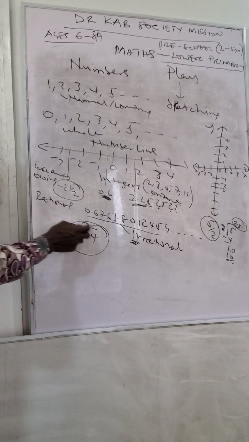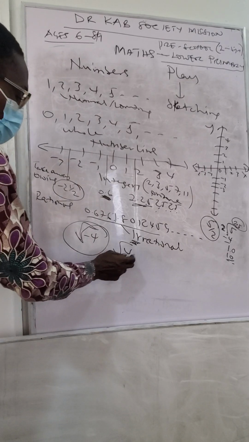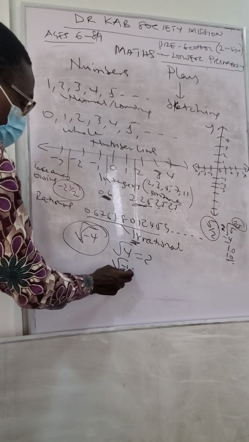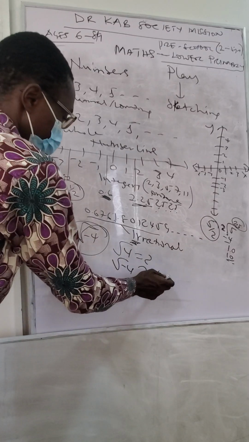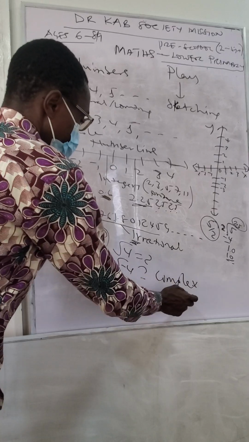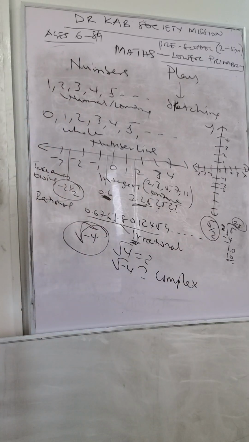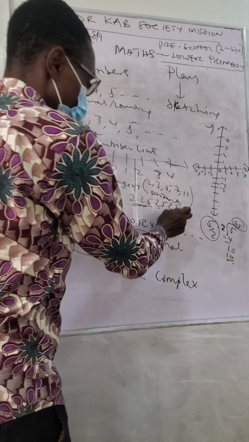Now the other aspect of numbers. For example, this one, you can't find the answer. The square root of 4 is 2, but what is the square root of -4? It's complex. We can't do it at this level, so we say it's a complex number.